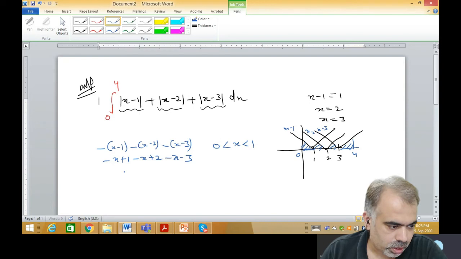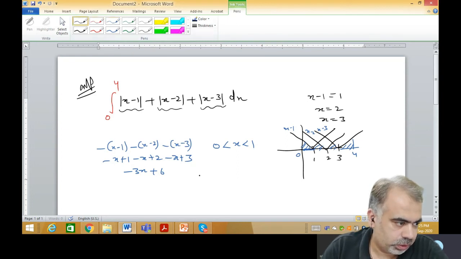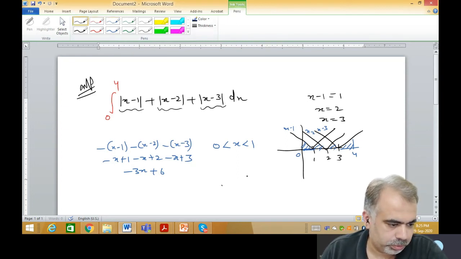So this comes as minus 3x, and 3 minus 3 is 0. This is a plus, this is a plus. So 3 plus 2 plus 1, 3 to 5, plus 1, 6. So this would be 6. So from 0 to 1 it is 6. Now let me quickly move towards another region, from 1 to 2.